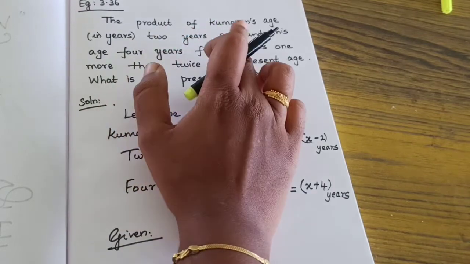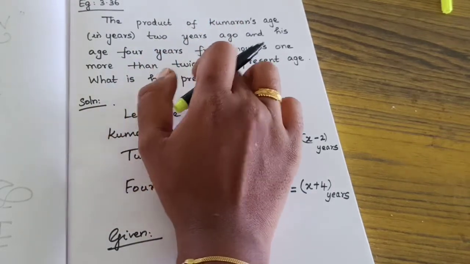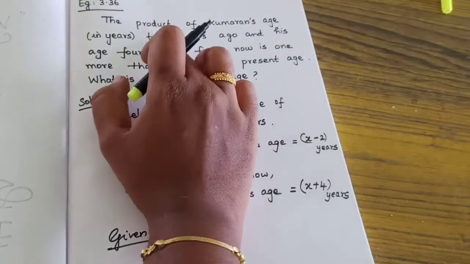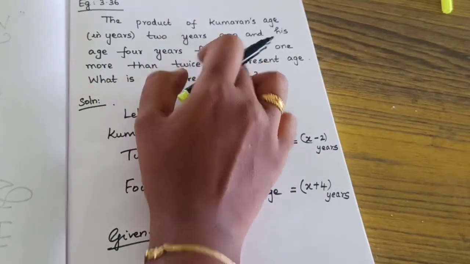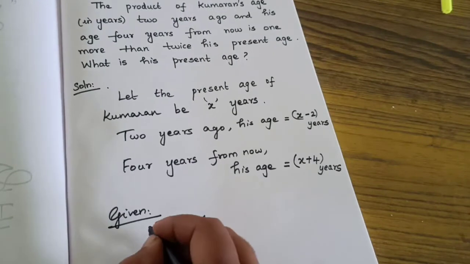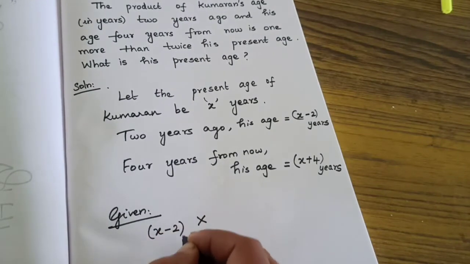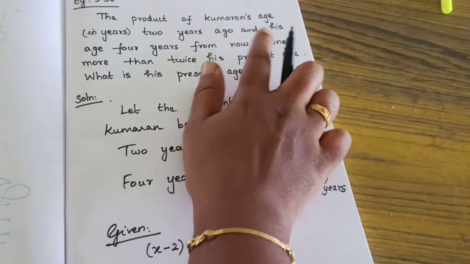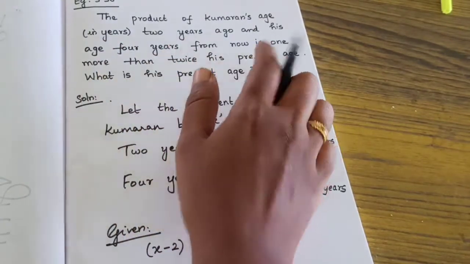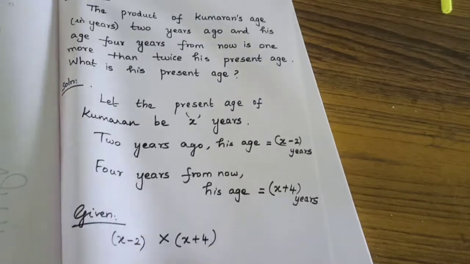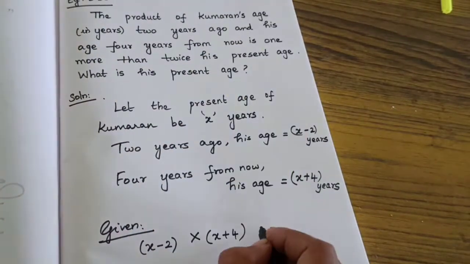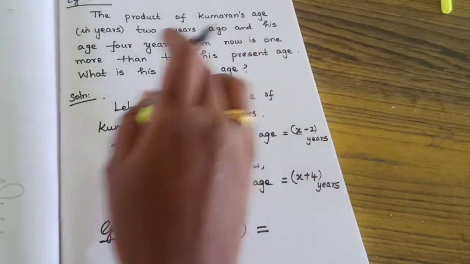The product of Kumaran's age 2 years ago and. So before the and 1 term and after the and 1 term. So Kumaran's age 2 years ago, that is x minus 2. We are going to multiply that. X minus 2 into. Then and his age 4 years from now. This age. So x plus 4. Is. What is the meaning of is? Equal to.